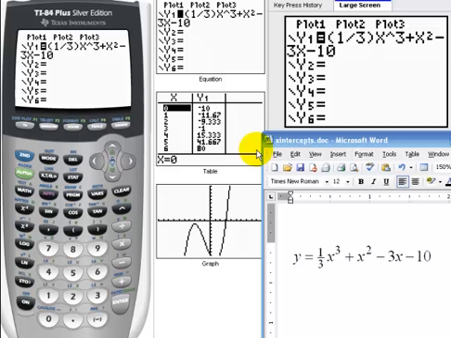In this tutorial video, I want to show you how to find a maximum and minimum value on the graph of a function. For this example, I'm going to graph the cubic equation y equals 1/3 x cubed plus x squared minus 3x minus 10. So you can see I've hit the y equals button on my calculator and entered that equation. Y equals 1/3 in parentheses x raised to the third power plus x squared minus 3x minus 10.